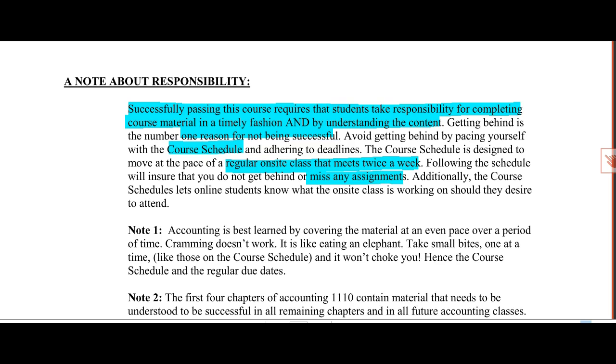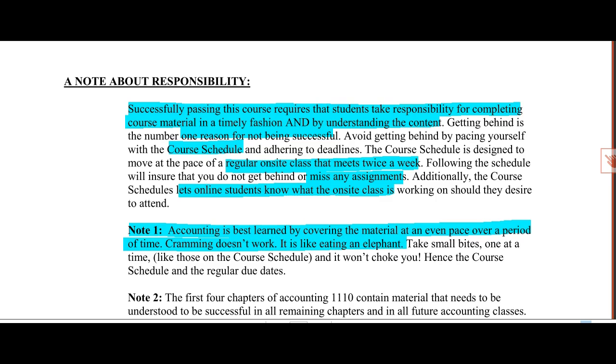Additionally, it lets you know about where the on-site classes are at, so if you desire to drop in and attend one, you'll be at the same place. Now a couple of important notes. Note 1. Accounting is best learned by covering material at an even pace over an even period of time. Cramming does not work. It's like eating an elephant. You have to do it in small bites.